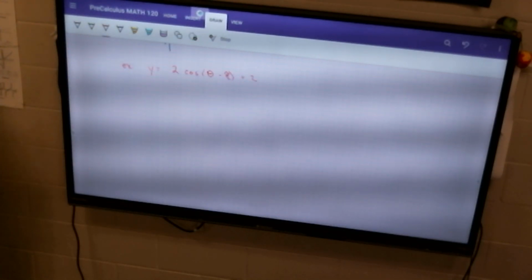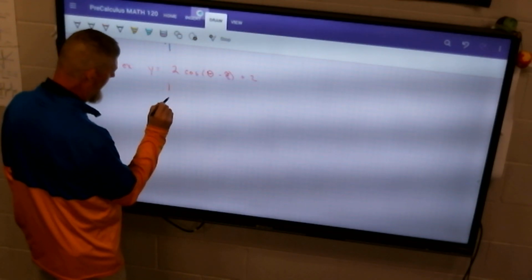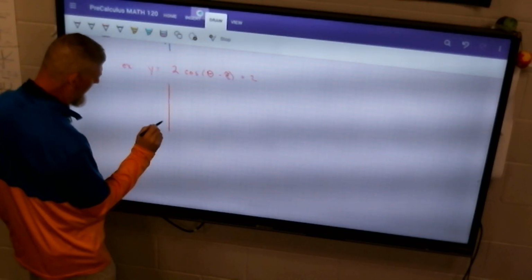So before we start, what are the changes that have been made? Midline moved up 2. The midline's been moved from the x-axis to positive 2. What else? The amplitude's going to 2. Has it reflected? No, no negative. What else? Moving right to pi over 2. Outstanding. So I could probably go ahead and just start graphing it.